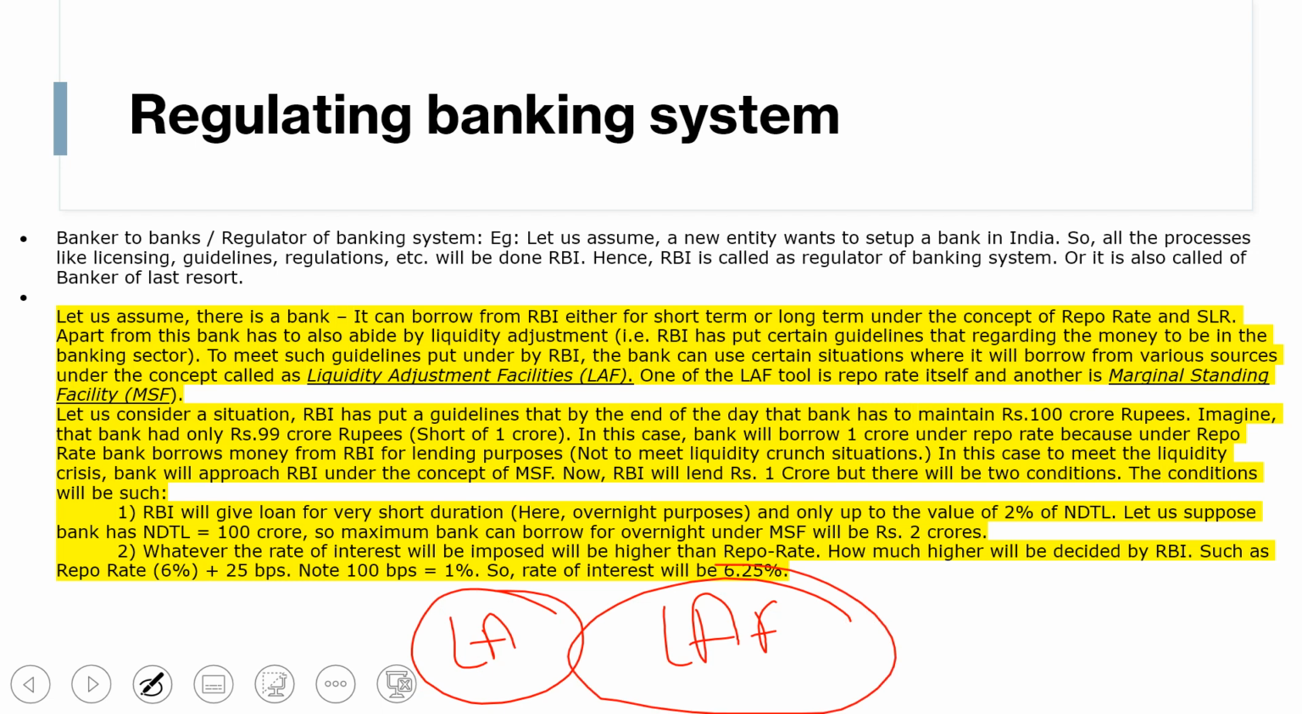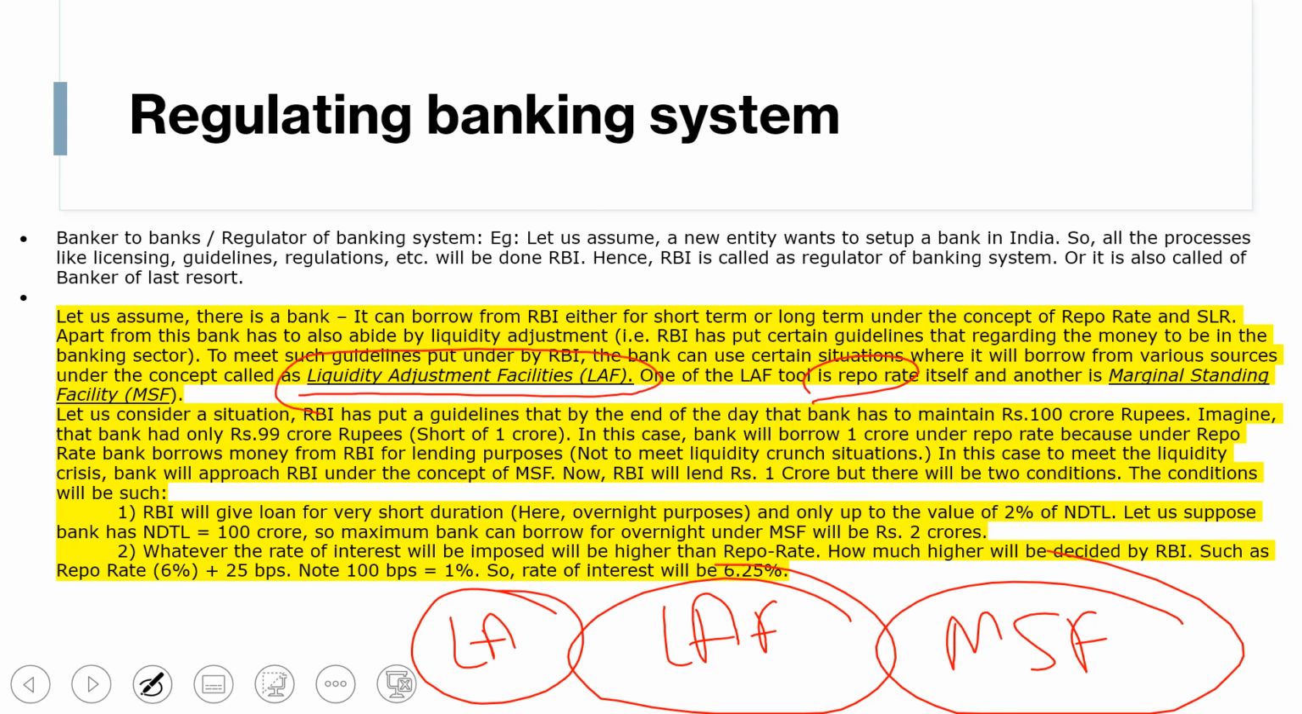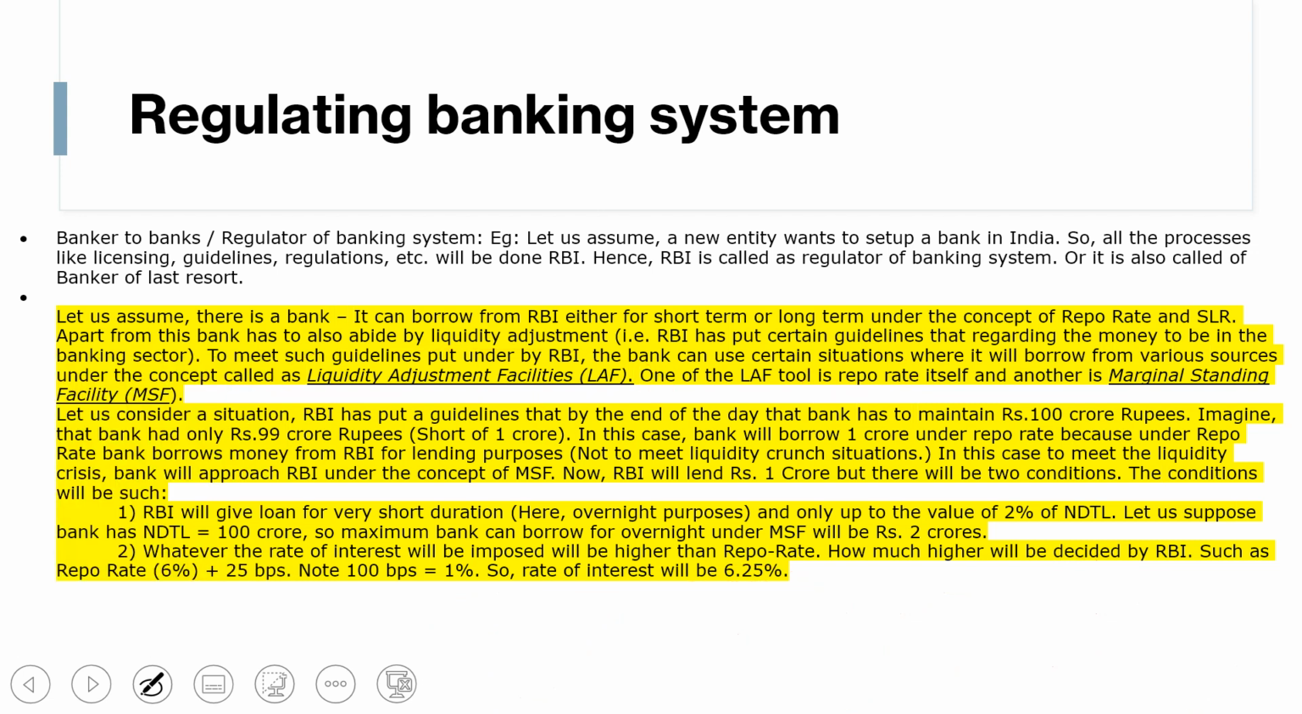And one of the LAF tools is the repo rate: if you are short of money, you can take a loan from the RBI. The other is the marginal standing facility, MSF. Now what is MSF? Liquidity adjustment facility is a concept under which you have two tools, the repo rate and the marginal standing facility. We will understand MSF with an example.